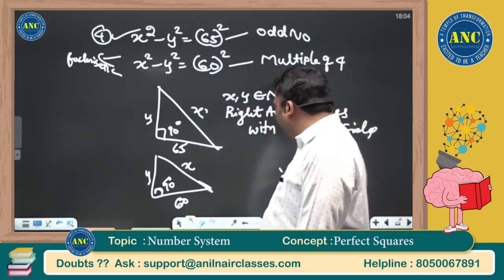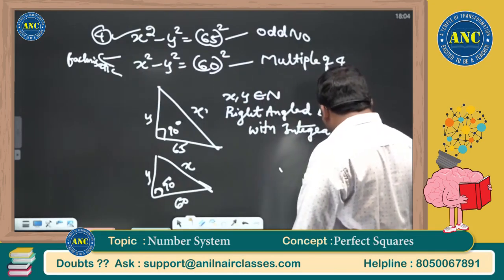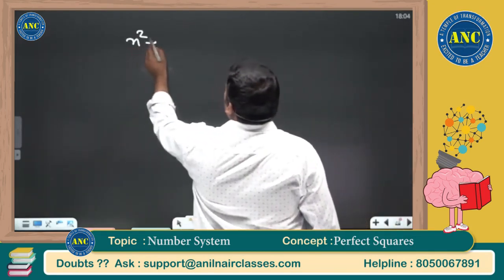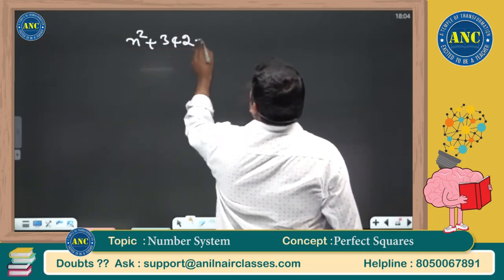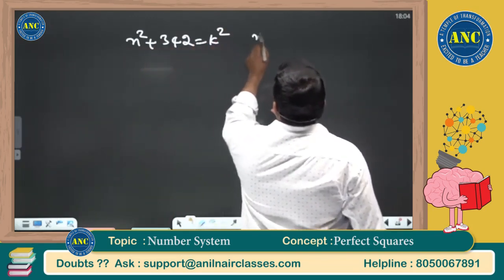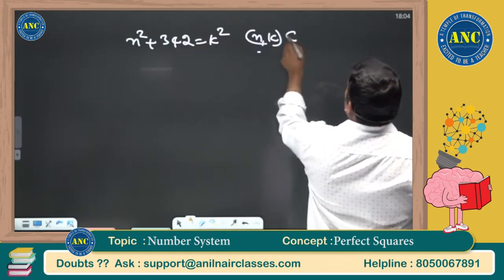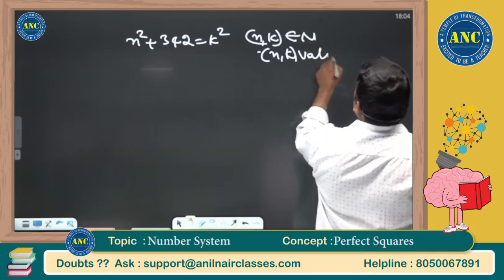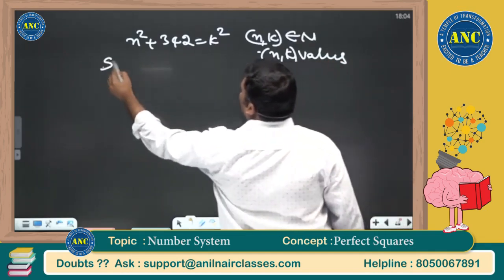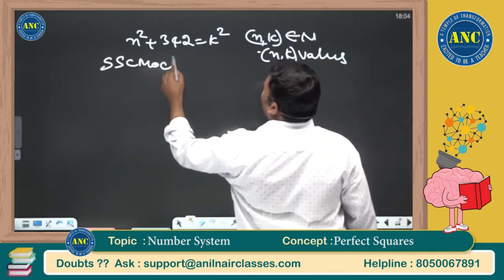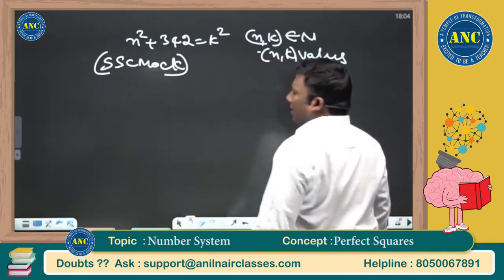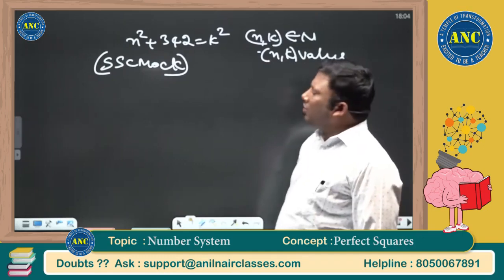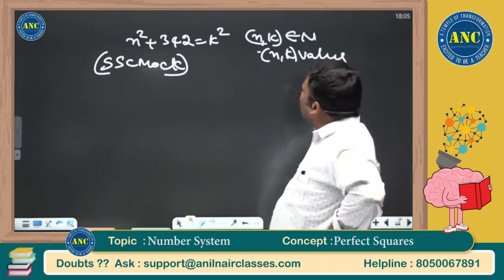A student who is preparing for SSC mains asks, sir, is there any better method to solve this question? N square plus 342 equivalent to k square, where n and k are natural numbers. How many values of n, k will satisfy this? He is attempting an SSC mock question from one of the test papers. I don't know which paper it is. N square plus 342 equivalent to k square, n and k are natural numbers.